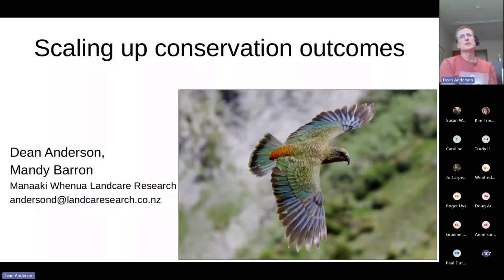Yeah, thanks, Josh. And as Josh said, I'm going to be talking about looking at outcomes for Kia, given different management strategies over very large areas and over multiple decades. So it's a broad scale model, both temporally and spatially. And I want to acknowledge Mandy and all the work she's done in this area.